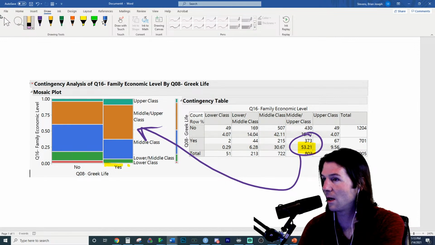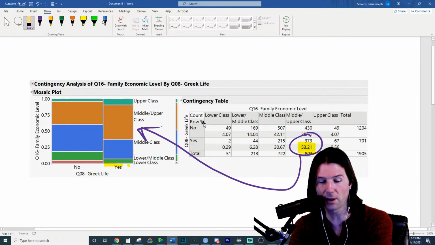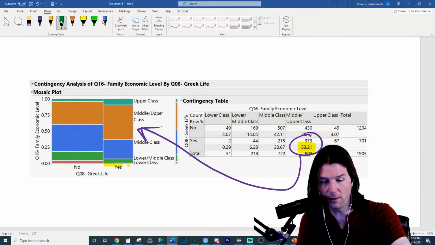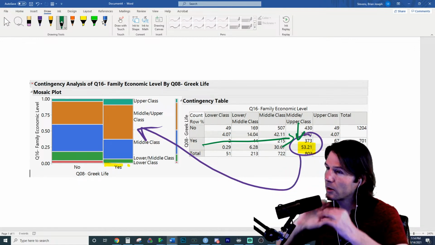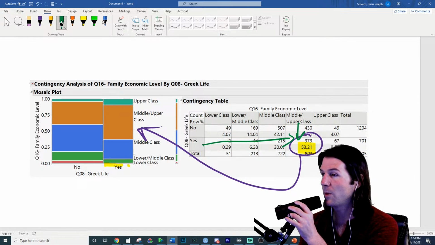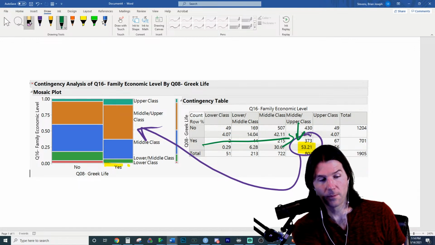How many said yes? So of the people who are in Greek life, because we're looking at the row percentage right here, when you narrow this down, of the people who are in Greek life, this is the percent of them that identify as middle slash upper.